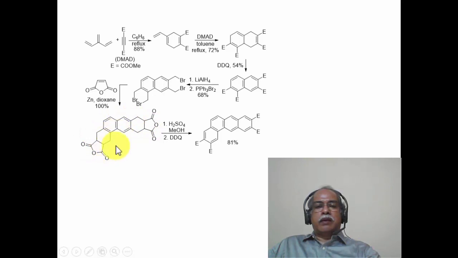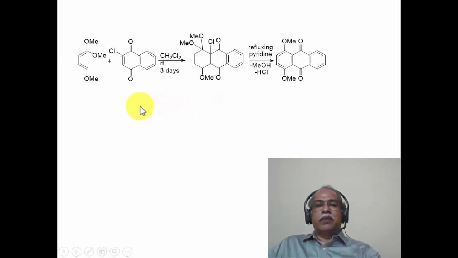This upon esterification, by treating the anhydride with methanol and sulfuric acid, the corresponding tetraester is produced. The tetraester is actually a tetrahydrobenzoanthracene derivative, and that is oxidized to the corresponding aromatic derivative using DDQ. So, overall it allows you to produce very specifically substituted naphthalene or this kind of tetracene derivative, angularly fused tetracene derivative, very nicely with high yields in all the steps.